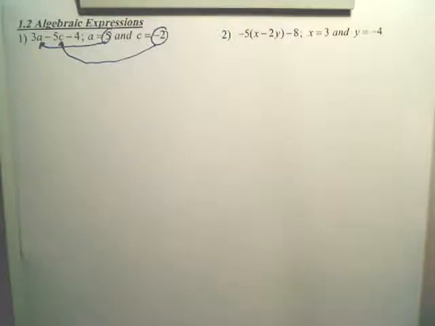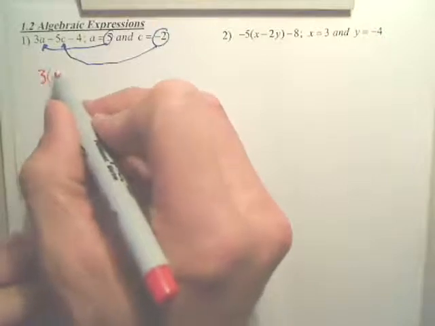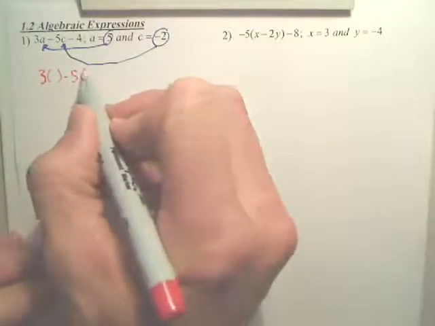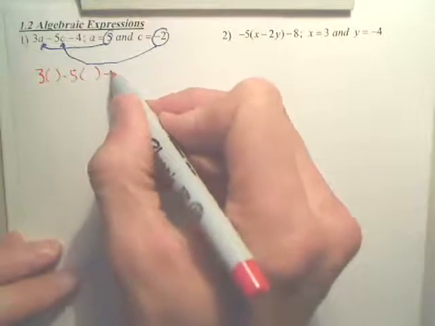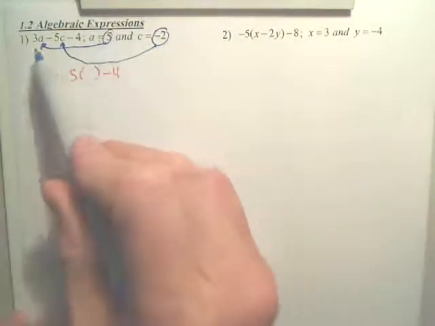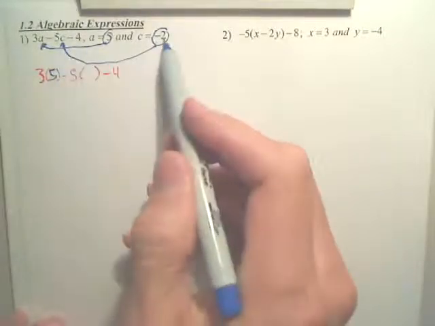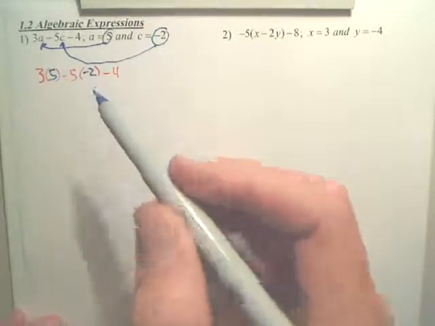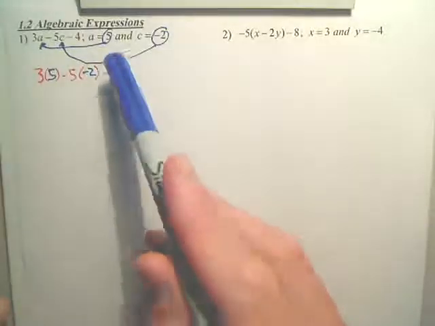So what I do, you could do it differently, but I tend to just put A blank minus 5 times blank. Those two letters got replaced with blanks. Minus 4. And inside of those blanks, well, we said A is 5, so the 5 goes right here. And inside of that C, we said is negative 2. So we replace the letters with blanks, and then we plug into the blanks the numbers that are stated over here.